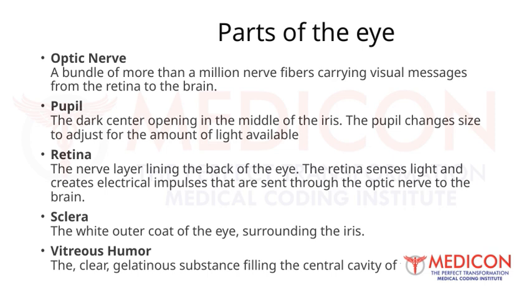The sclera is the white outer coat of the eye, providing structural support and protection. It surrounds the iris and helps maintain the shape of the eye.